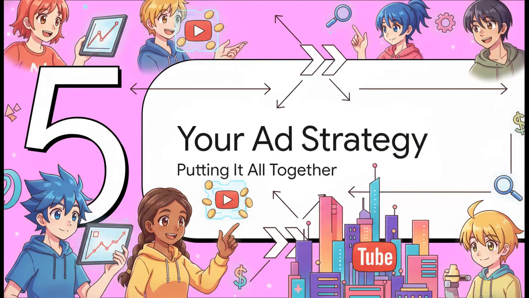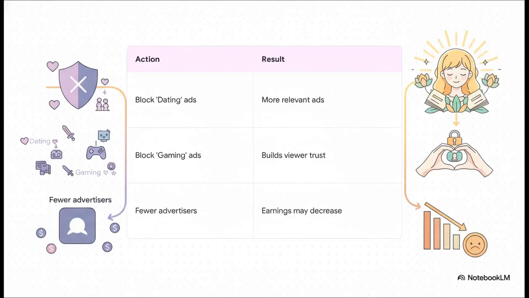So we have covered the tools, the how-to, and the really critical catches. Now for our final section, let's pull all this together and talk about how you can craft your own ad strategy. Let's see how this actually plays out. Imagine a channel that's all about spiritual content. By blocking ads for dating and gaming, the creator makes sure the ad experience feels way more relevant for their audience. And that builds trust. But as you can see, the trade-off is a smaller pool of advertisers, which might mean earnings dip a little bit.